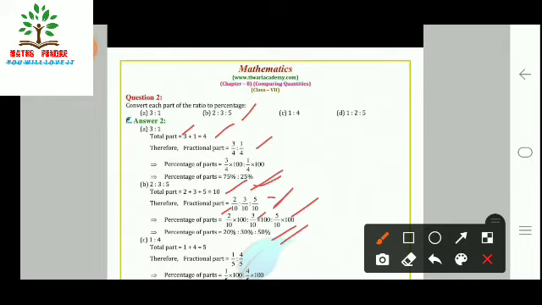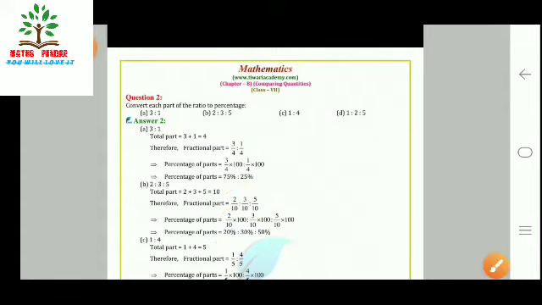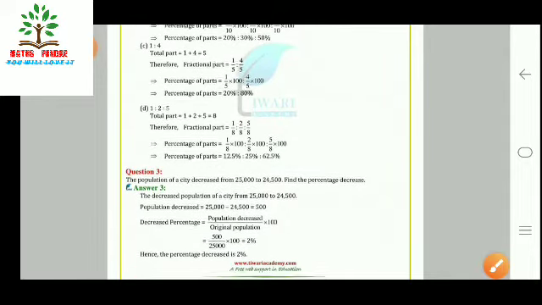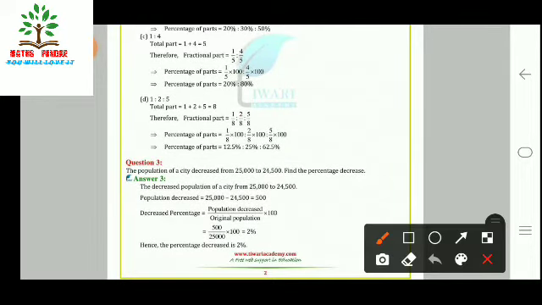This is the answer. Then the C part, it is given 1:4. So 1:4 means 1 plus 4 is equal to 5. Then again we'll write here 1/5 is to 4/5. Then again multiplying both by 100. So when we multiply both by 100, what do we get? We get 1/5 into 100 is to 4/5 into 100, which is equal to 20% is to 80%. That is the answer, because we are converting them into percentages.